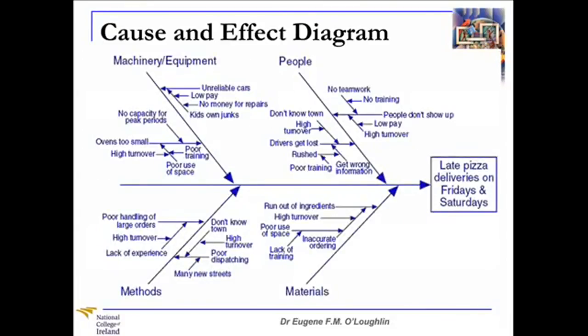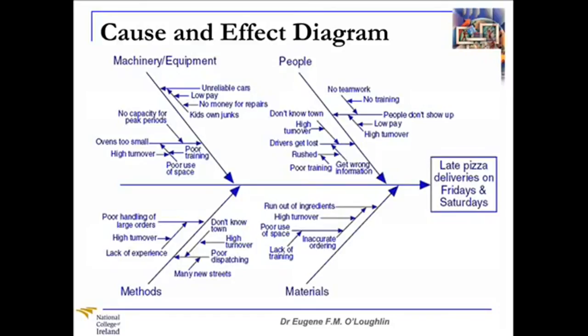And when we've done that, we could have a much fuller diagram like the one you see here, where we have spread out and looked at all the possible causes under machinery, under methods, and under materials. And we can use a diagram like this to establish all possible causes of a particular problem.